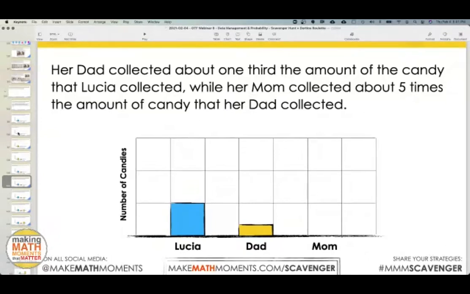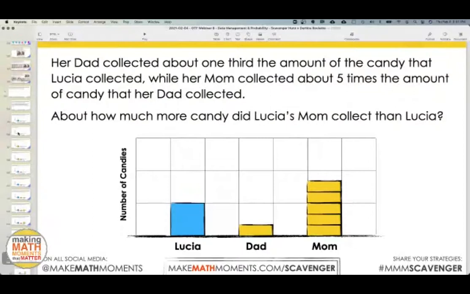All right, well, we know what that means. It's not just one, it's not the same amount. It's not double, it's not triple or quadruple. It's actually 5 times the amount. We can then see this visual to get the perspective of how much relationally each person in the family collected.